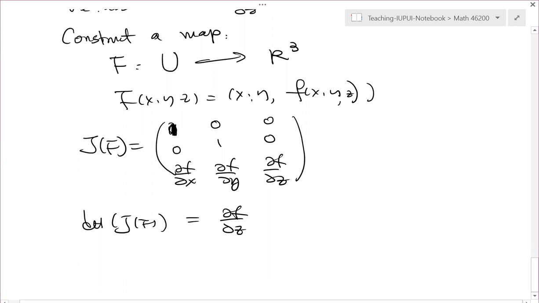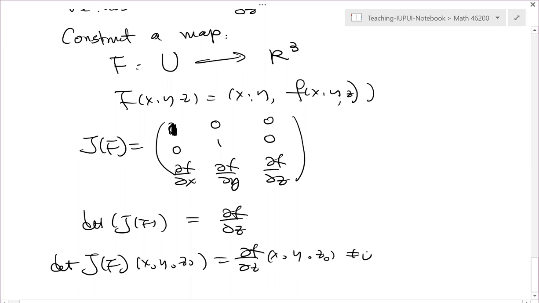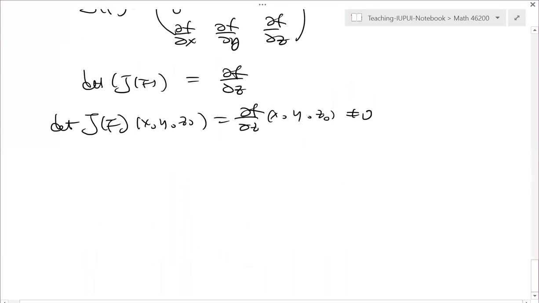By assumption, this is not zero. We assume that, so this Jacobian at the one particular point is not zero. It's invertible. So let's look at the picture here. Forget the detailed formula for the f.